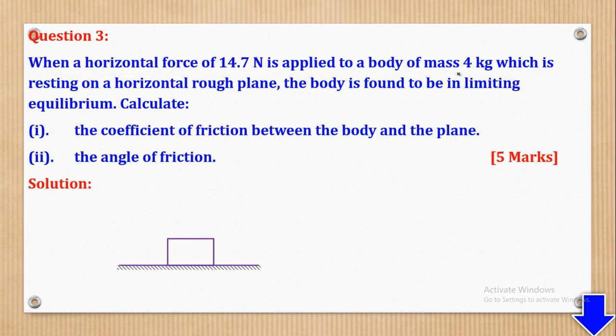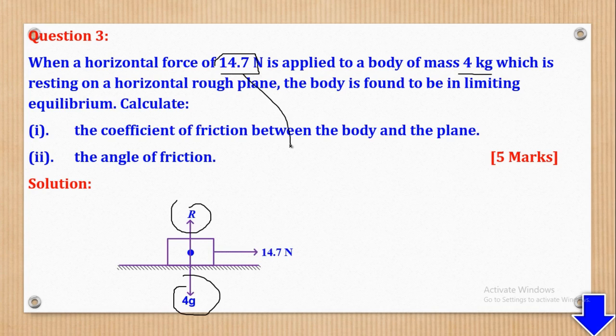So we know that the particle has mass 4 kilograms, meaning that weight will act vertically downwards of 4g. And because of this weight, there will be a normal reaction, capital R. Then they told us that there was a forward force which is horizontal, 14.7 newtons, so we shall put 14.7 newtons there. Then because it was rough, there will be friction, which is mu R. So mu R stands for friction force, where mu is the coefficient of friction and R is the normal reaction.